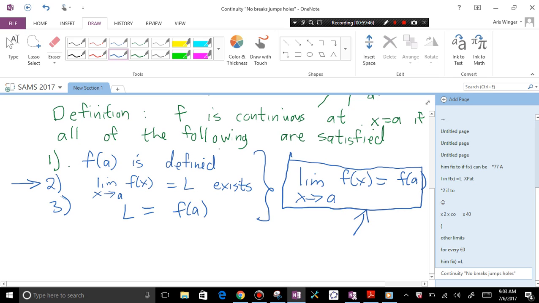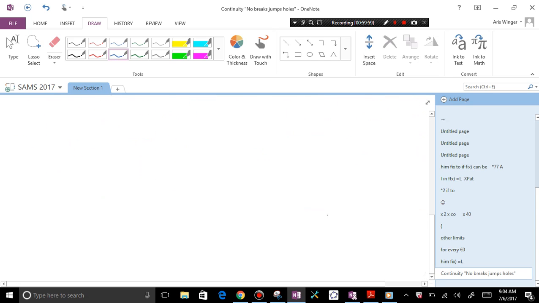The limit as x goes to A of f of x is equal to f of A, which means, again, the value has to be defined at A, the limit has to exist at A, and the limit and the value of the function have to be the same thing.